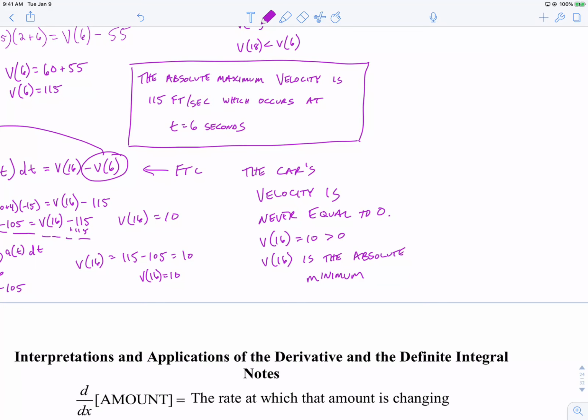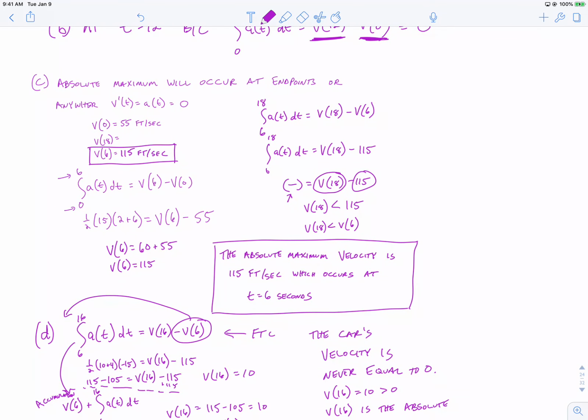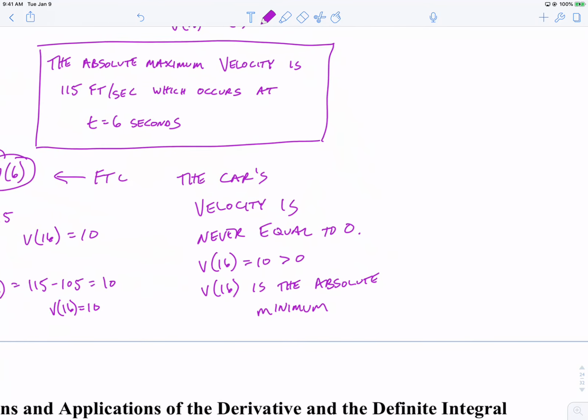We could even talk about, I don't think we need to because we sort of talked about the extreme value theorem above a little bit. We used it to compare all of those. That was to find the extreme maximum. The minimum will occur at that v of 16. I think we're done. Yeah, we're done.